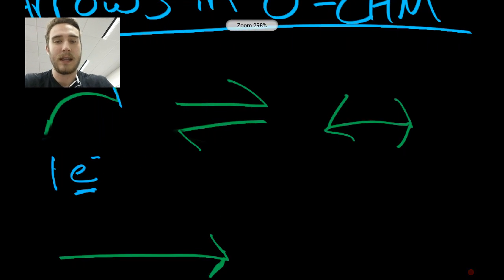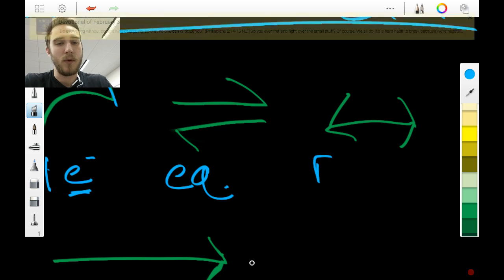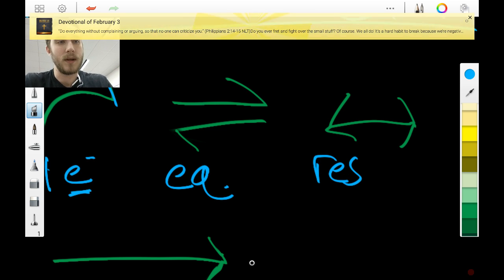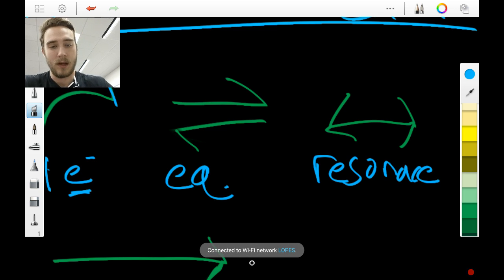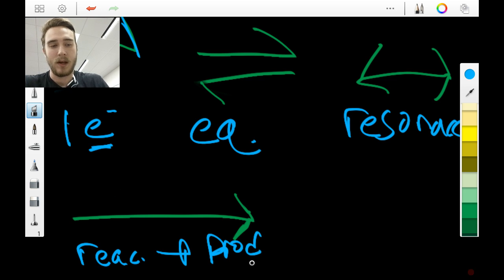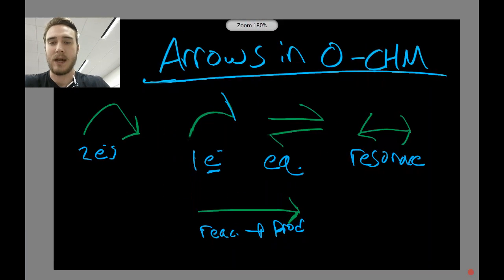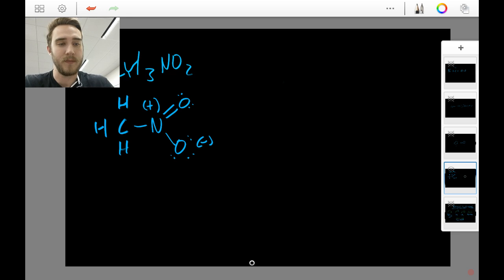This is our equilibrium arrow. You might remember that from general chemistry. We'll just designate that EQ. This one is for resonance forms, moving between various resonance forms of the same molecule. And finally, we have this arrow which designates the movement from reactant to product. So let's look at some of these in depth, specifically this one right here. That's going to be probably one of the most important arrows to you throughout the course.